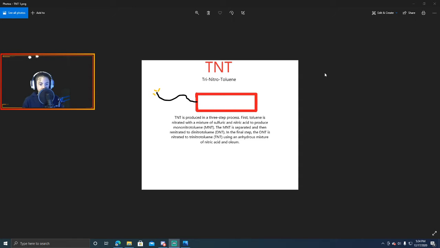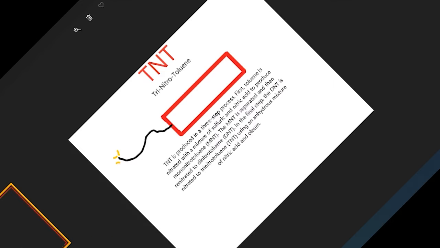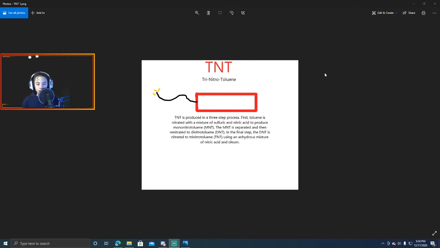The MNT is separated and then renitrated into dinitrotoluene. Sorry, big words. DNT. In the final step, the DNT is nitrated to, big words, TNT. There you go. Then an anhydrous mixture of nitric acid and oleum.